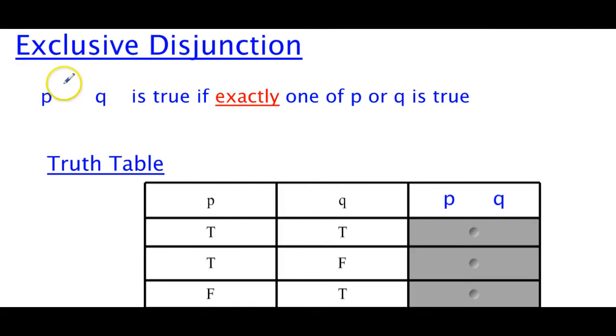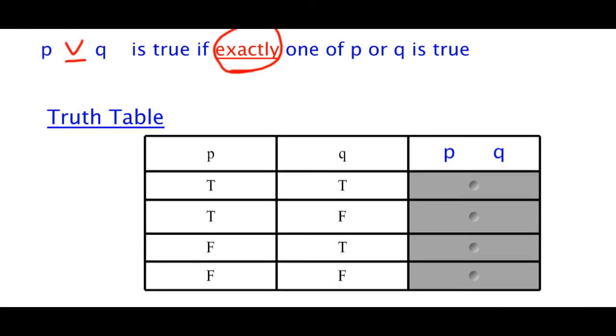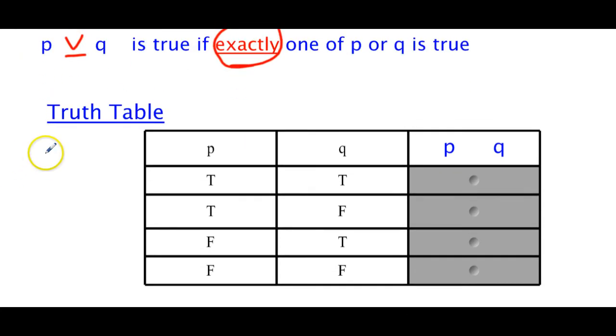So the last one is the exclusive disjunction. This is an exclusive or, and this is the notation for that. Exclusive or: P or Q is true if exactly one of P or Q is true. So let's look at this truth table real quick, and let me just write this here.